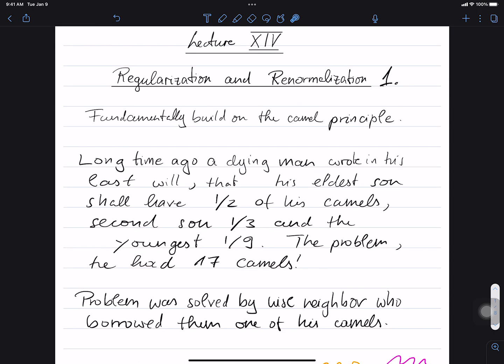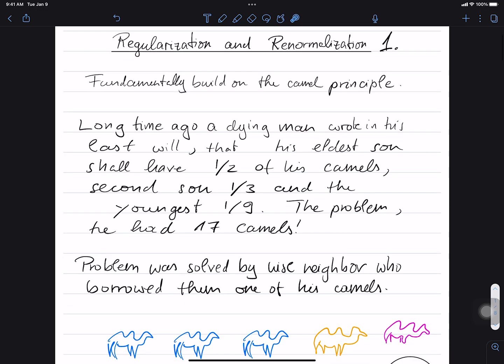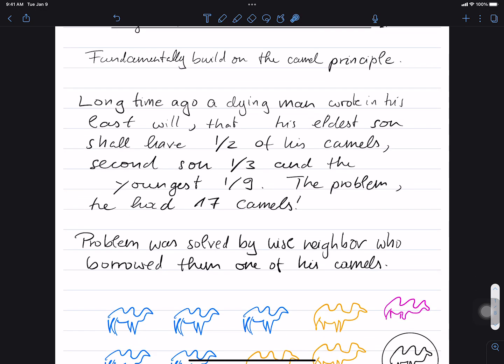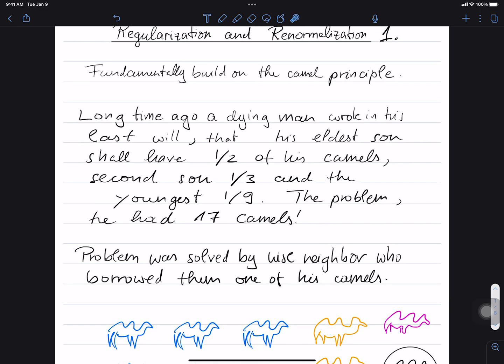Well, the whole idea, which we'll discuss shortly now, is based on the so-called Camel principle. If you don't know the Camel principle, here's a story. A long time ago, there was an old man, he was dying, and he bequeathed his camel herd to his three sons. He said that the oldest one should have one half of the herd, the second son one third, and the youngest one ninth.